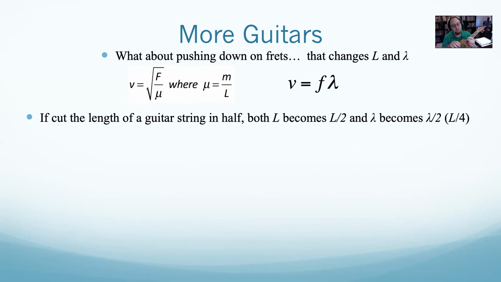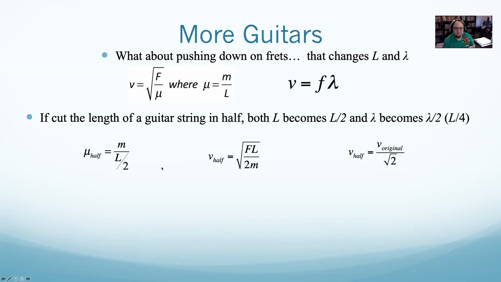And so when you play a note, you change the wavelength and the velocity. Now let's just talk about if I cut a string in half. If I play the fret that's right at the halfway point and go from this note to this note, your length becomes half as much and your wavelength becomes half as much also, which means your mu will change by a factor of L over 2. And if you plug your mu into your V equation, it means the velocity of the wave will change by a factor of the square root of 2.